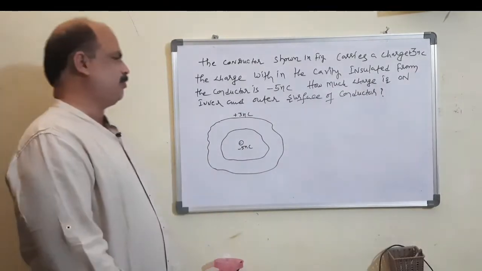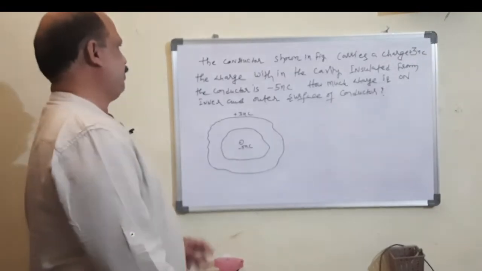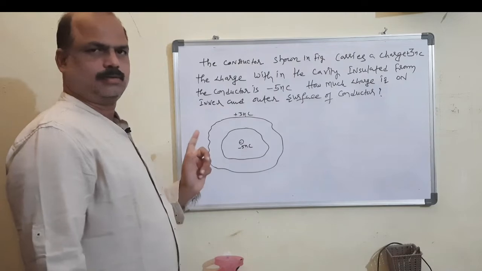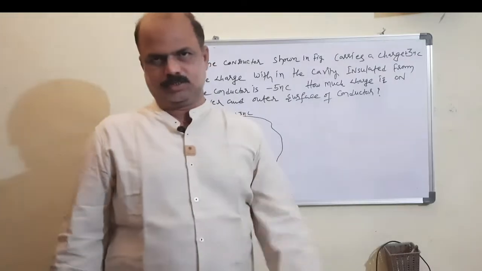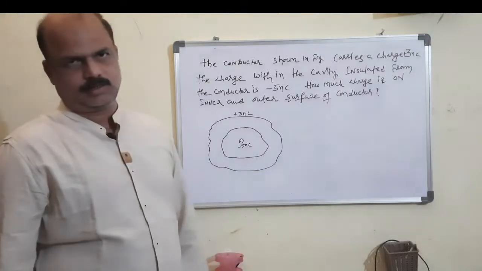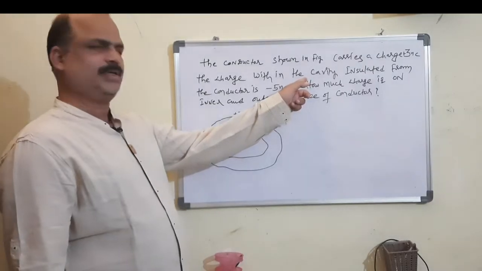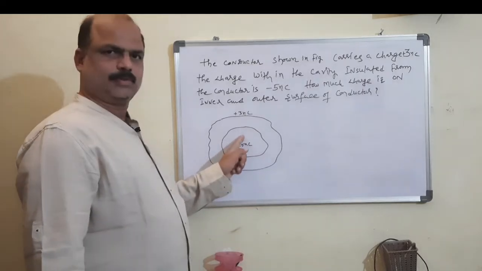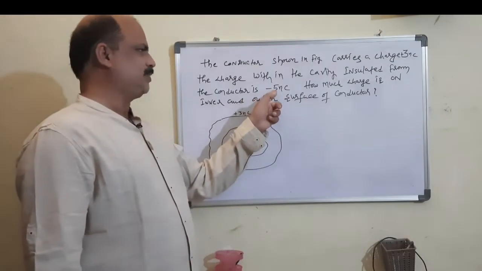Another problem based on the concept of induction. Here, in this problem, what is given? The conductor shown in the figure carries a charge of plus 3 nanocoulombs. In this conductor there is a cavity. Within the cavity, insulated from the conductor, is a charge of minus 5 nanocoulombs.